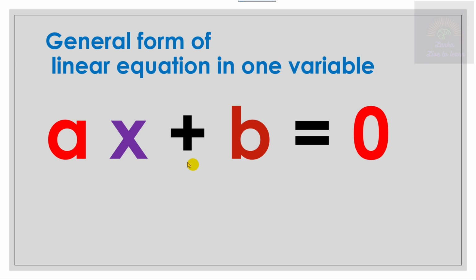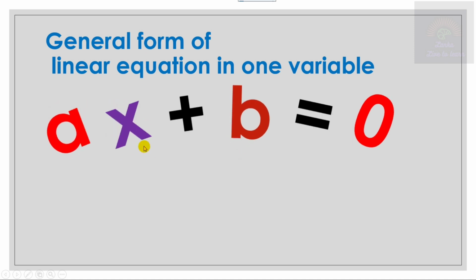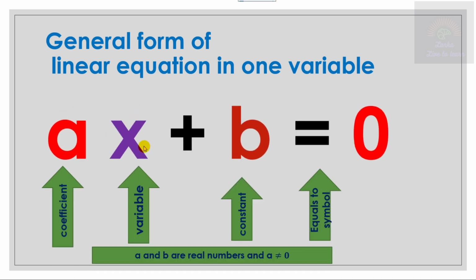Okay, so now the general form of the linear equation, or standard form. This is ax plus b is equal to 0, this is called the general form of the equation, where a and b are real numbers. This a is called the coefficient of x, this x is a variable, and this b is a constant, then the equals to sign, and equals to 0. One thing we have to keep in mind is that this a must not be equal to 0. If it becomes 0, nothing is there. So this a must not be equal to 0.